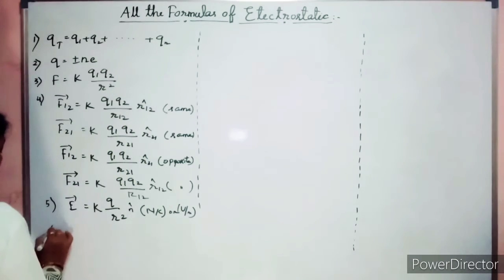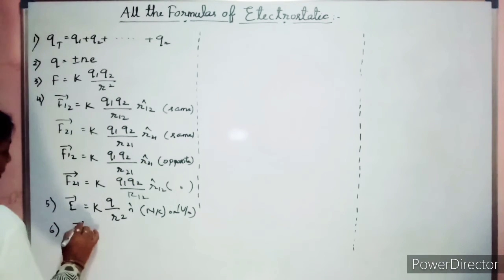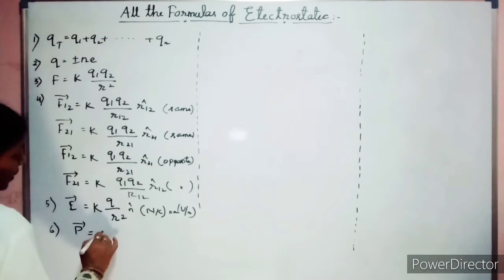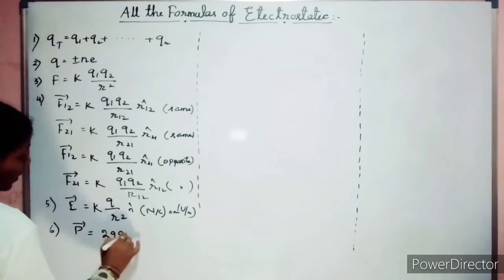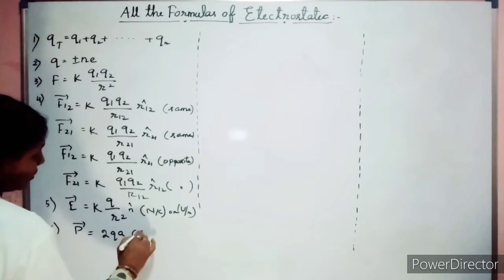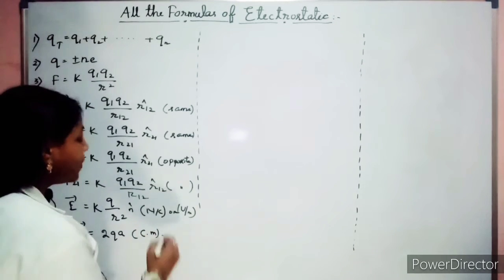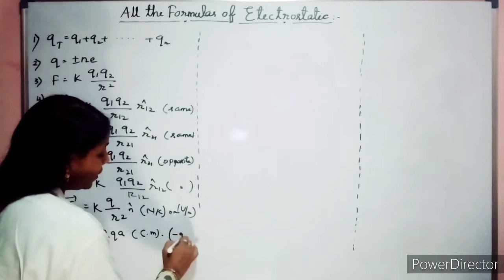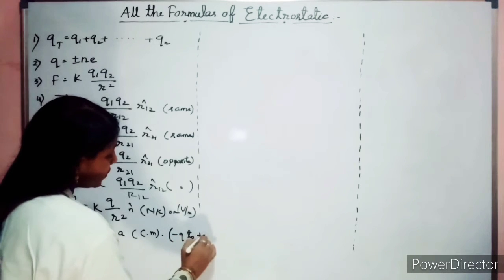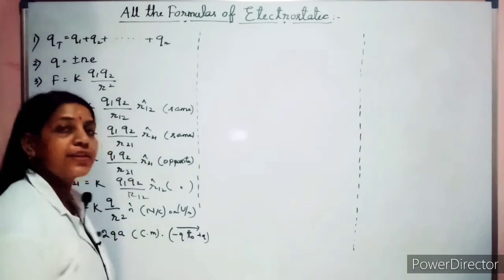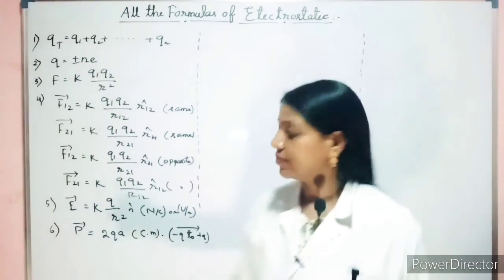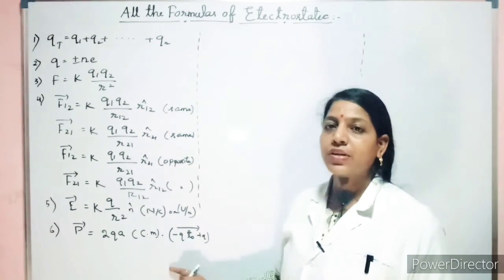Next formula is your dipole moment p. What is the dipole moment vector? It is 2qa. What is its unit? Coulomb into meter. And the direction of the dipole moment vector is always from negative to positive. This is the direction. Clear?